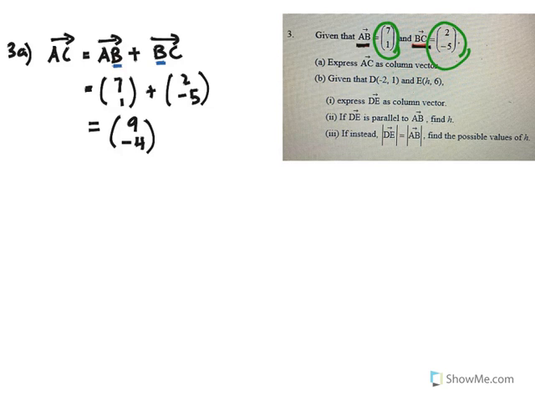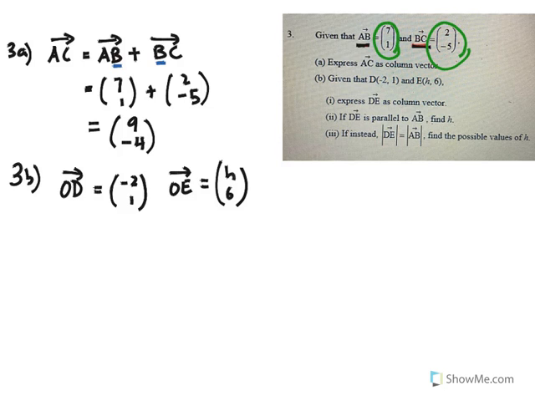Right, so now do your part B. For 3B, they give you that D is -2 and 1, and E is H and 6. So first of all, that just tells you that OD equals -2 and 1. And then you got OE, which will be H and 6. So the next part of the question tells you to express DE as a column vector.